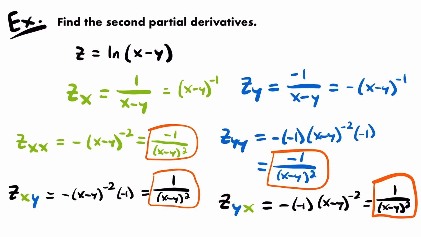Okay, and just as I pointed out earlier, these two mixed partial derivatives that involve taking partial derivatives with respect to both x and y are equal. And in this case, the other two second partial derivatives are equal as well. That doesn't always happen, but in this case it did. Both zxx and zyy are equal to the same expression, which is pretty neat.